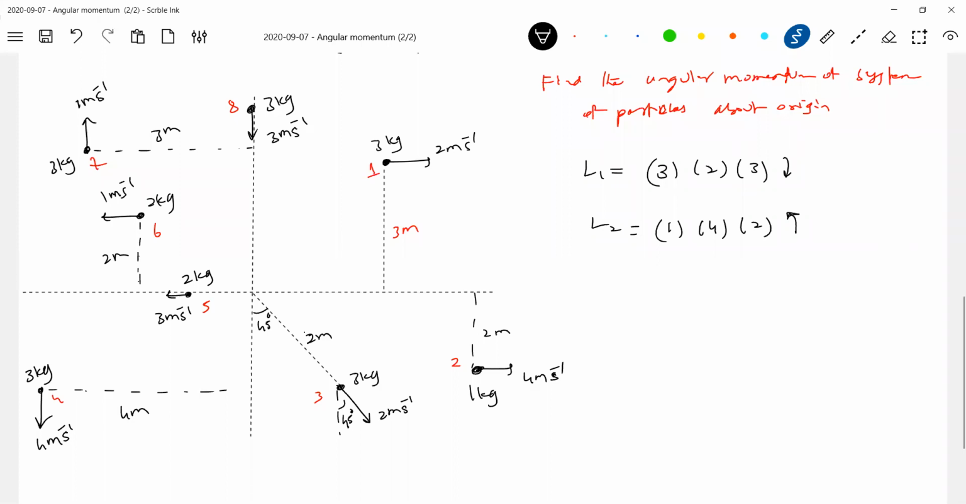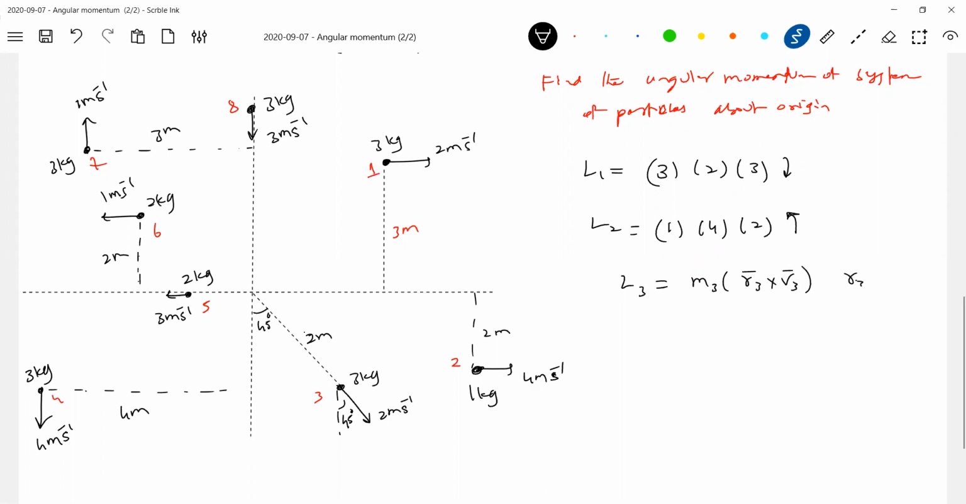This is very basic, everyone must learn it. It's very important. Now particle 3. Look at the angle between R bar and V bar. R bar cross M3 V3 bar. If you want to take M outside, totally outside, M3 R3 bar cross V3 bar.